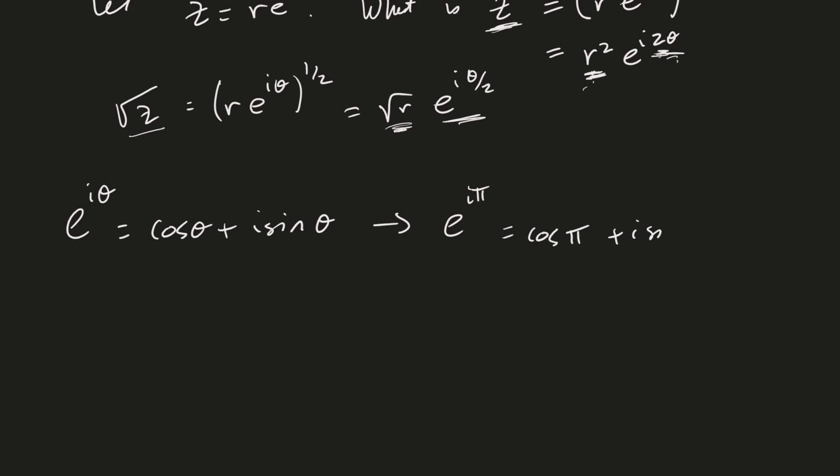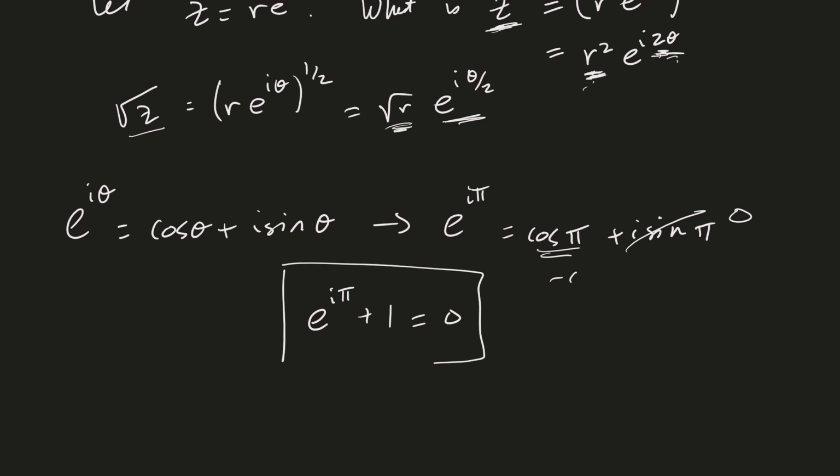Sine pi. Okay, well, sine of pi is 0, cosine of pi is -1, and so you get that e to the i pi plus 1 equals 0. And this, if you think about it, packs a lot of meaning into it.